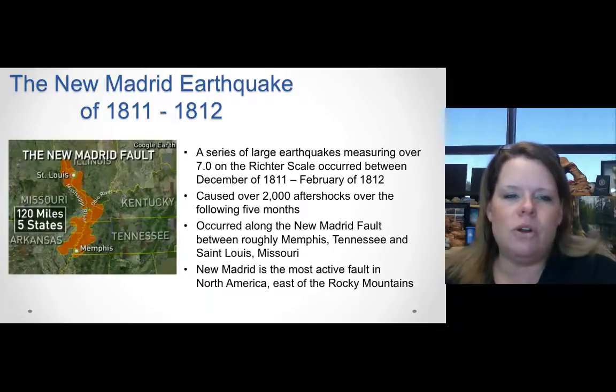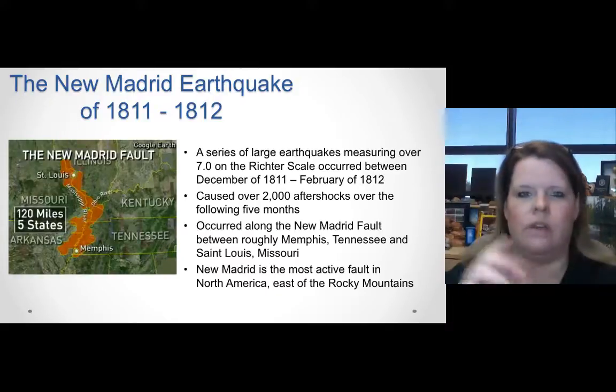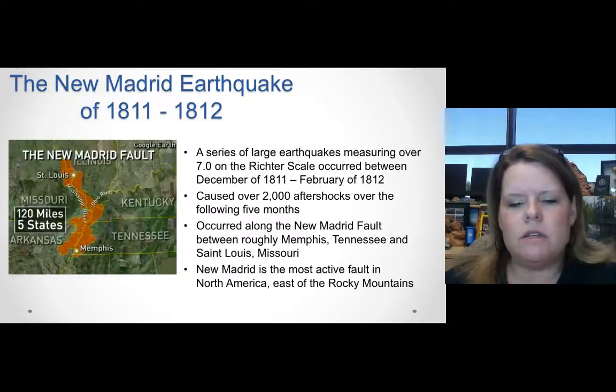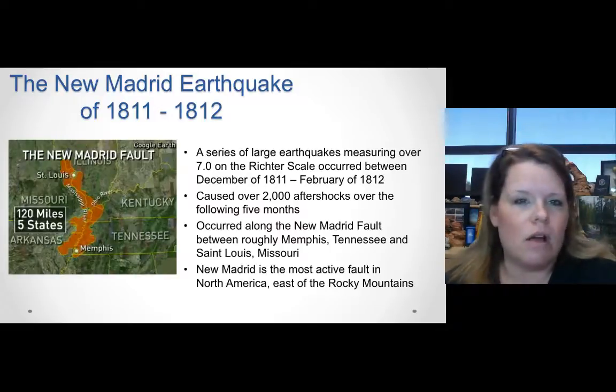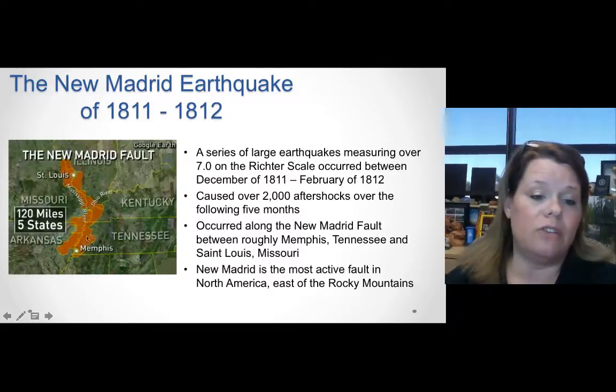The New Madrid earthquake of 1811 and 1812 was not just a quake, it was multiple earthquakes. A series of large earthquakes measuring over 7.0 on the Richter scale occurred between December of 1811 and February of 1812. It caused over 2,000 aftershocks over the following 5 months, where the ground was trying to resettle and find its place. And it occurred along the New Madrid Fault, roughly between Memphis, Tennessee, and St. Louis, Missouri. New Madrid is the most active fault in North America east of the Rocky Mountains, and this represents an ancient plate collision, which was the edge of the continent at that time.